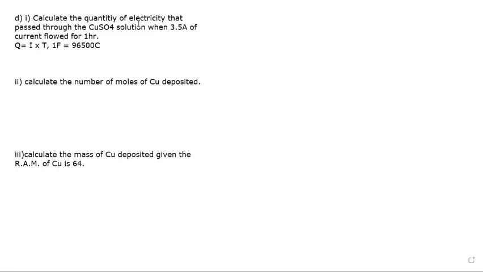So it says calculate the quantity of electricity that passed through the copper sulfate solution when 3.5 amperes of current flowed for 1 hour. And they provided you with the formula to calculate the quantity of electricity, which is the current multiplied by the time. The time must be in seconds. So the first thing we must do is convert the time into seconds.